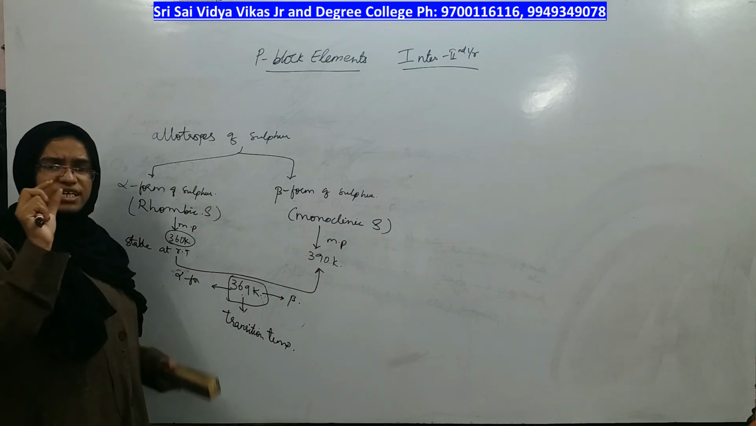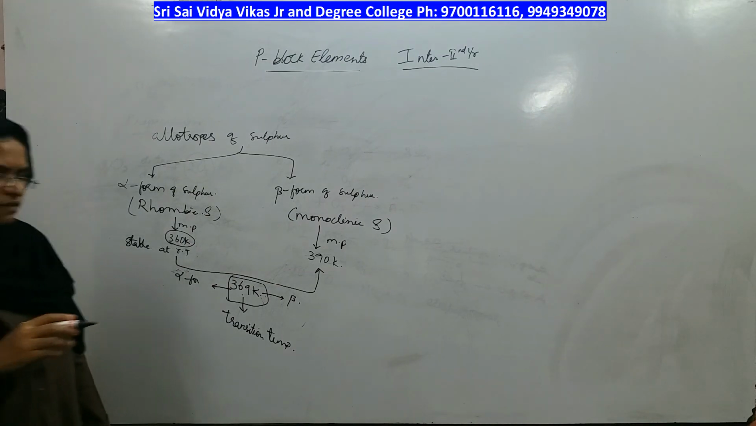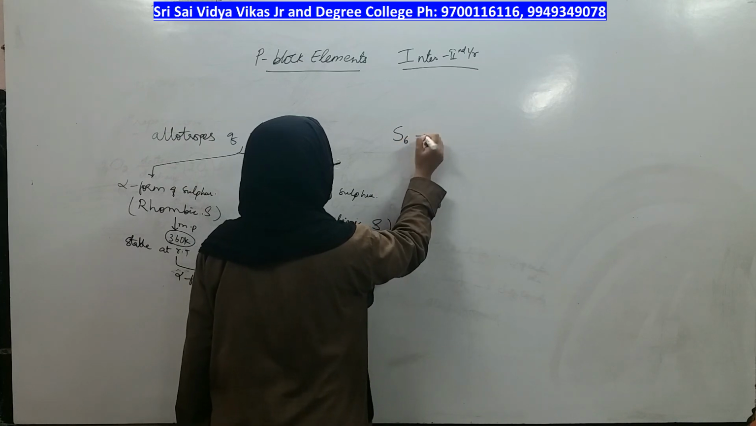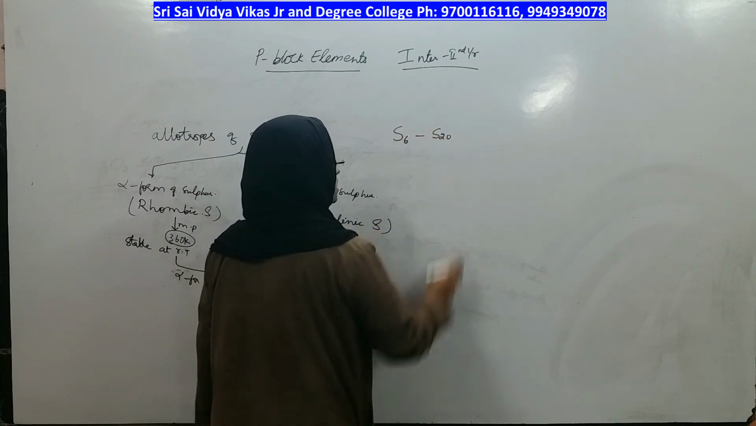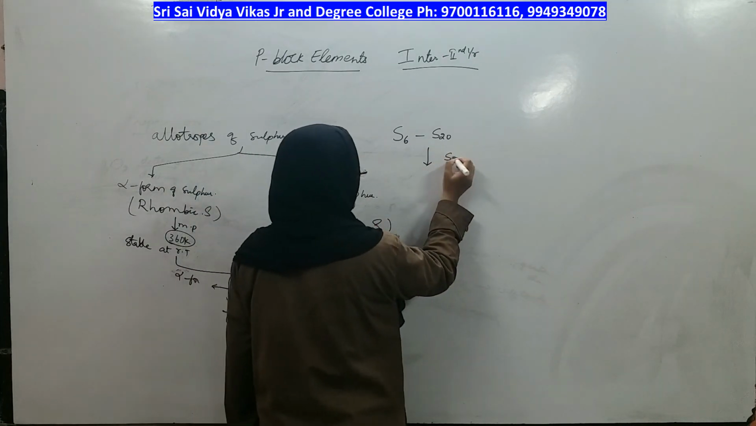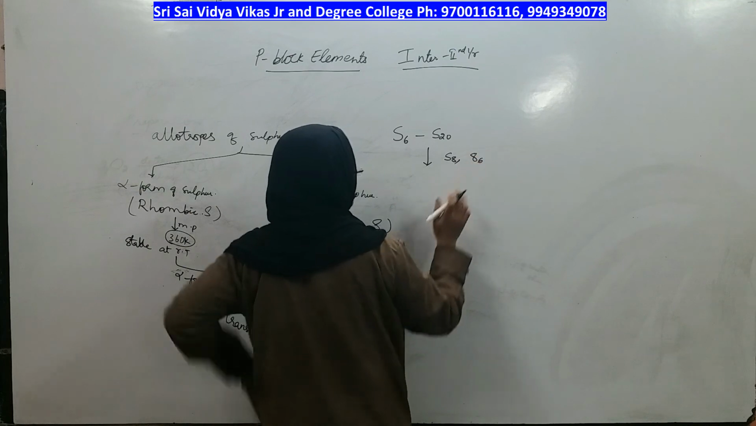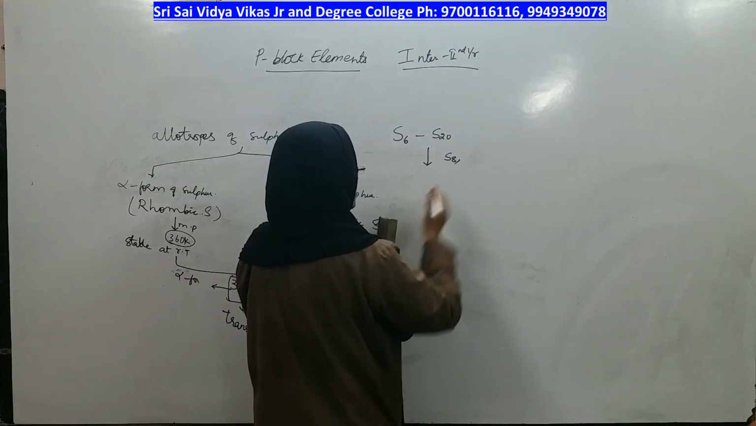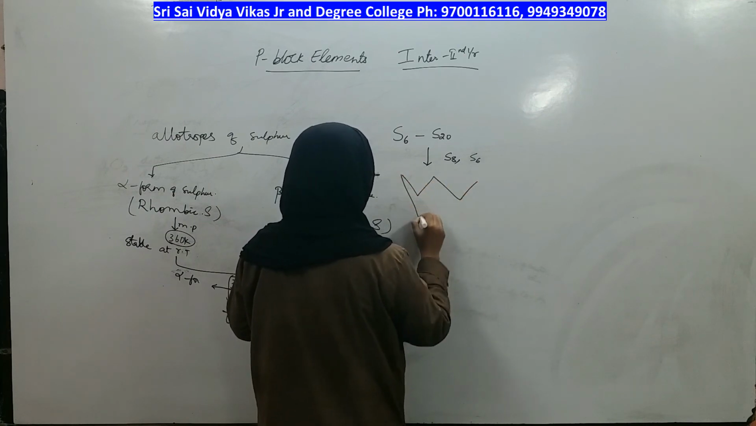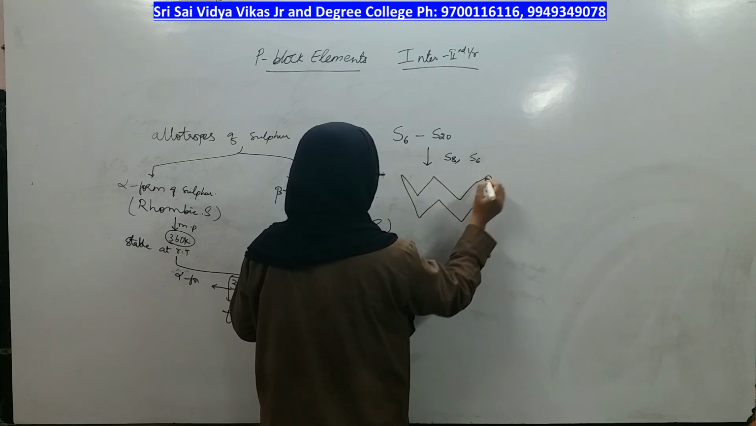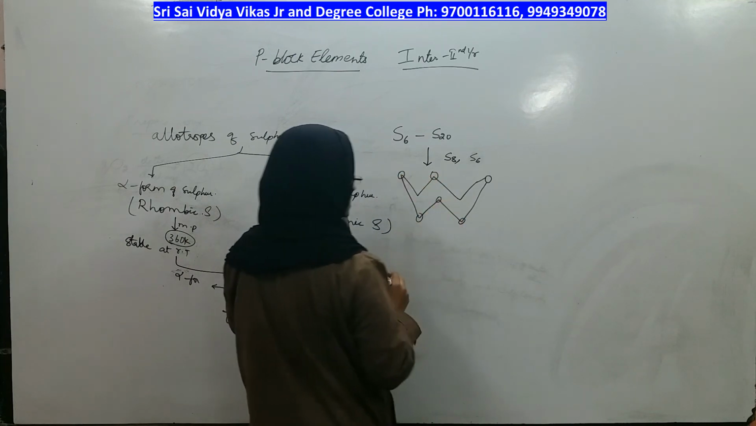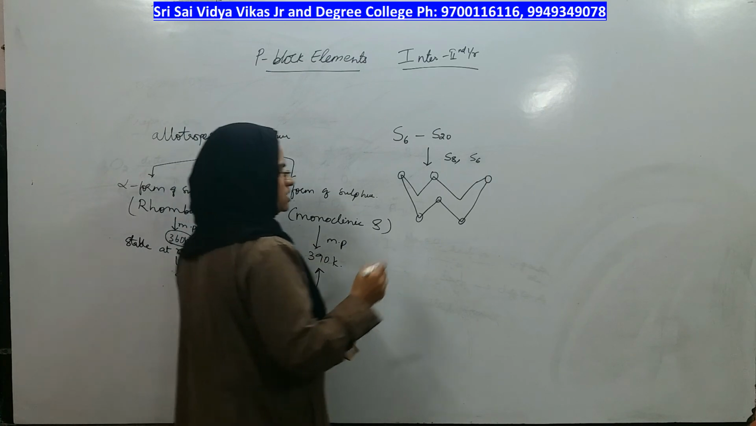And if you take chemically different allotropes of sulfur, you have so many allotropes ranging from S6 to S20, but the most stable ones which are isolated are S8 and S6. S8 and S6. What is the shape of S8? It is like a crown. The shape of S8 sulfur is like a crown.